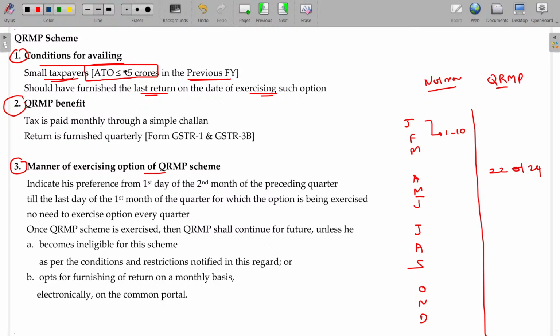He can indicate his preference from the first day of the second month of the preceding quarter. For this quarter, from the first day of the second month of the preceding quarter, 1st February onwards, till the last day of the first month of the quarter for which the option is being exercised. Last day of the first month of the quarter.